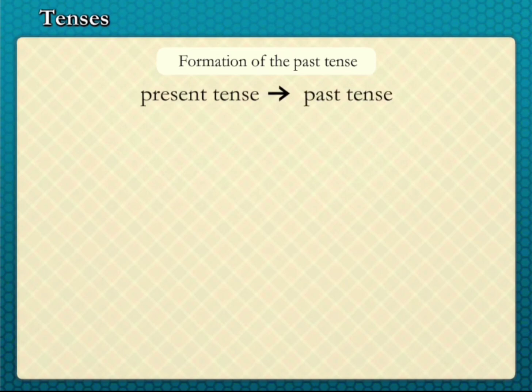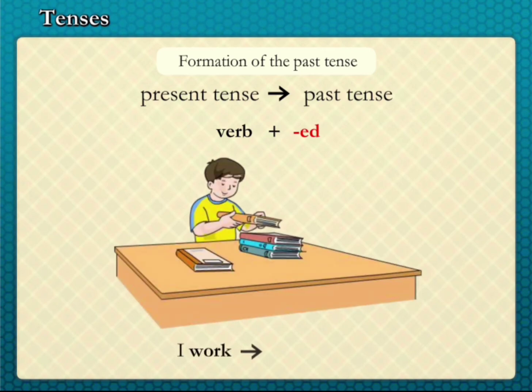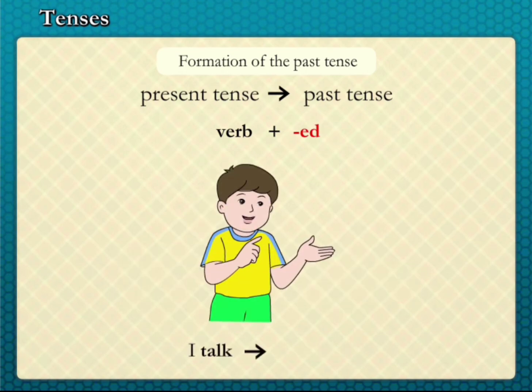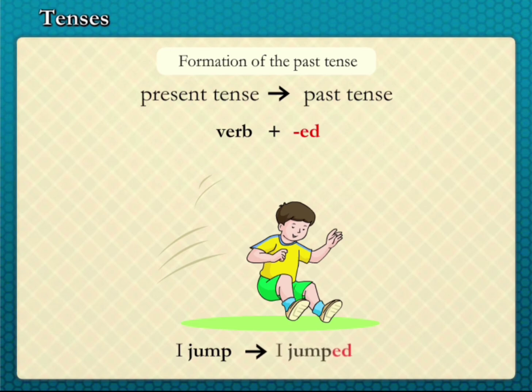We can turn most verbs to the past tense by adding ed. For example, I work, I worked. I talk, I talked. I jump, I jumped.